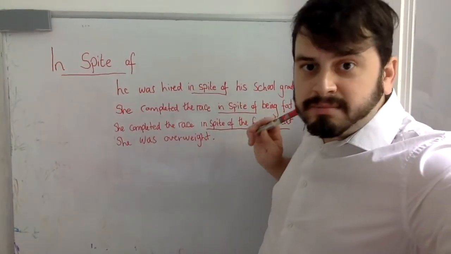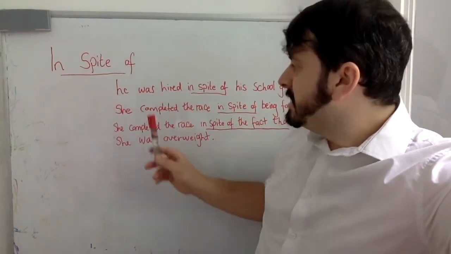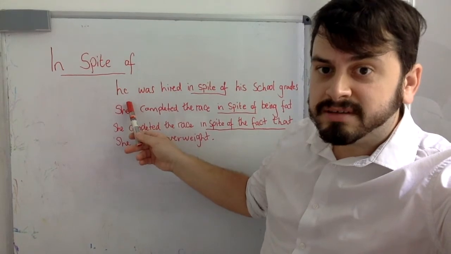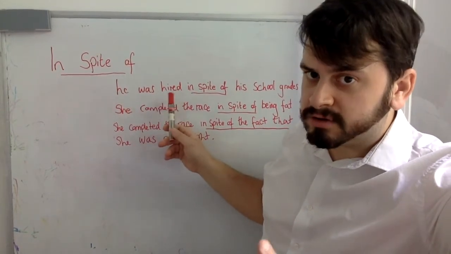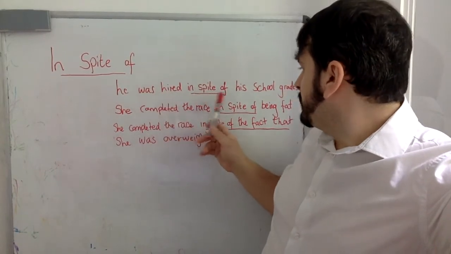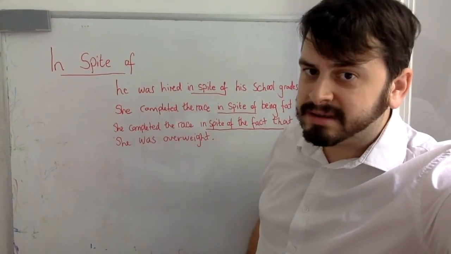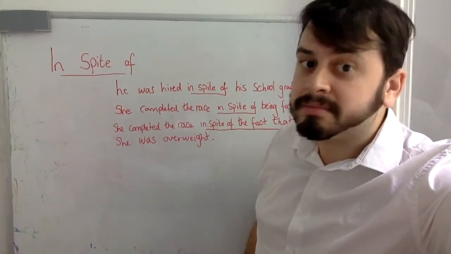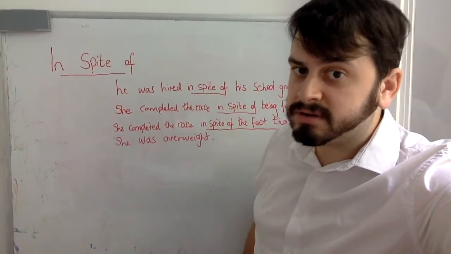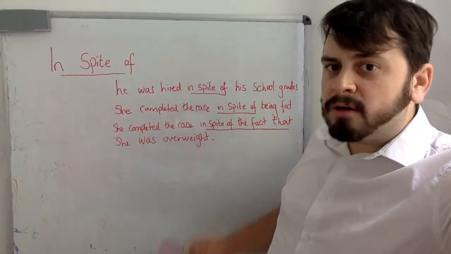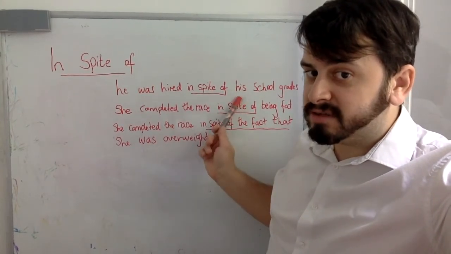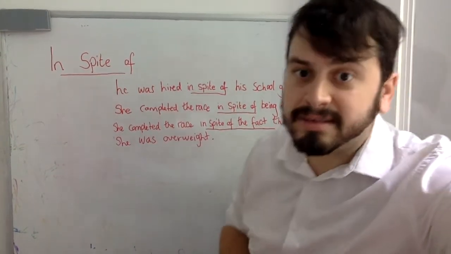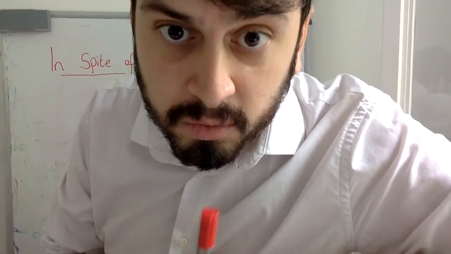And so this is my board. Hello everybody. So let's go through the sentences together. He was hired, he got a job. He was hired in spite of his school grades. School grades weren't very good, but he got the job. Very good. Notice here, this is a noun phrase, just like due to and because of. We need to put a noun phrase after in spite of. But we don't have to all the time.